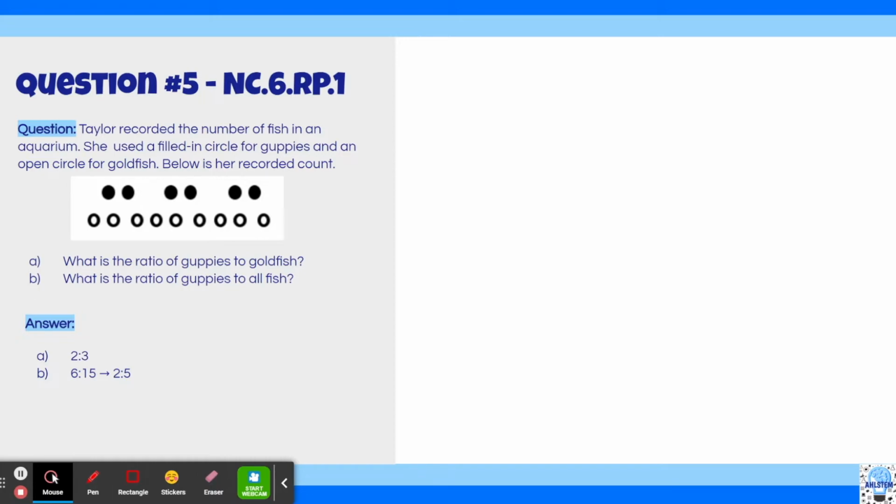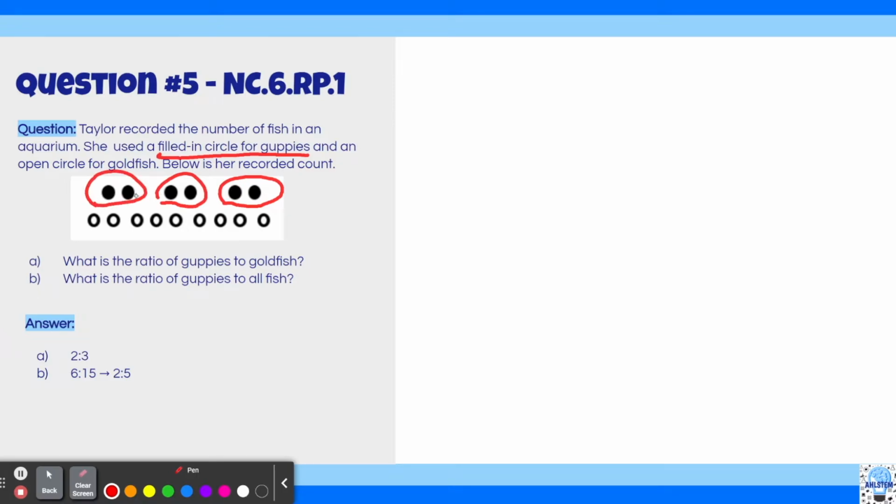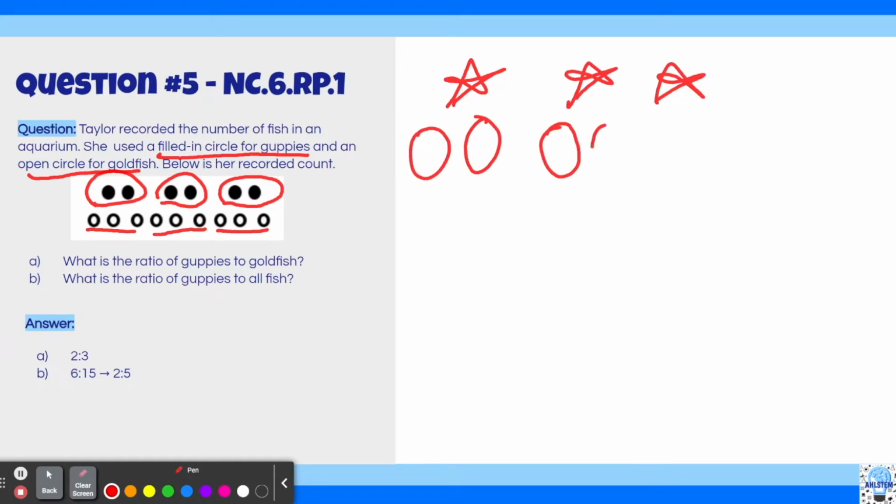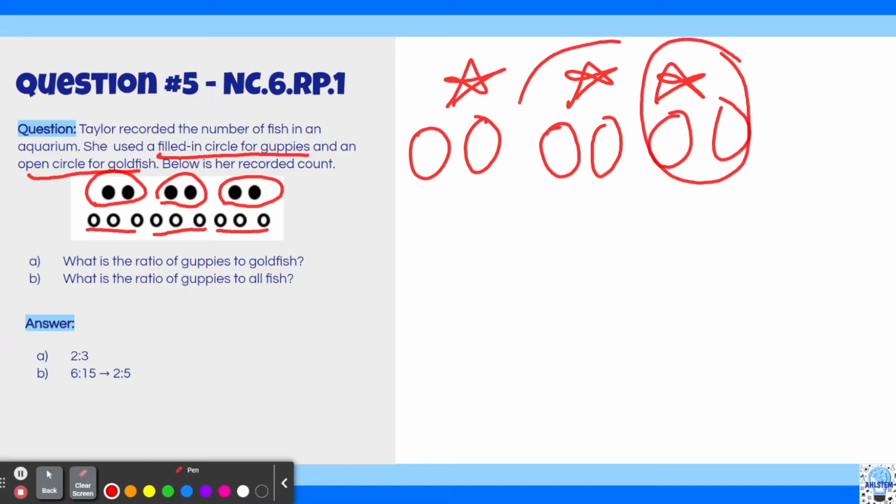So, filled in circle. Oh my gosh, I never select pen. Okay, filled in circle is guppies. So, these ones are the guppies. And the open circle is goldfish. So, these are the goldfish. And notice how I just grouped them. In my head, I always like to group objects because it's just nicer to see groups of objects, you know? It just makes it neater to see.